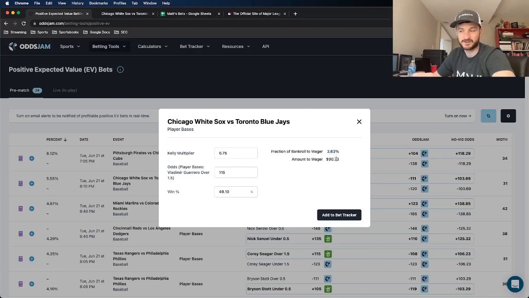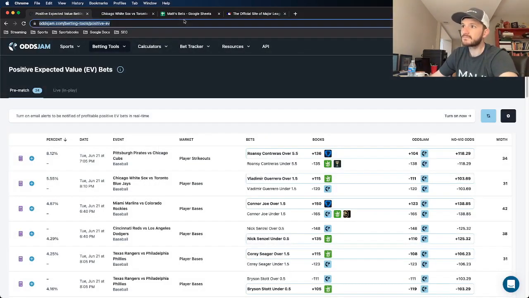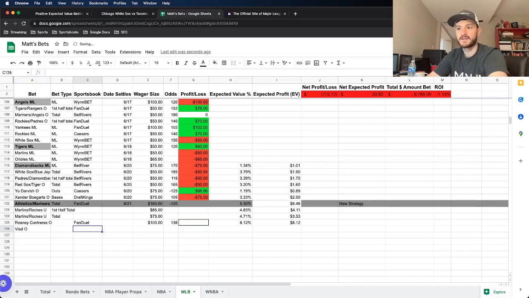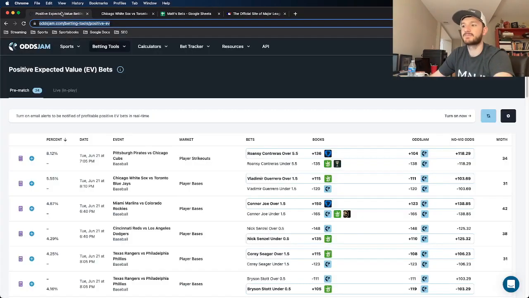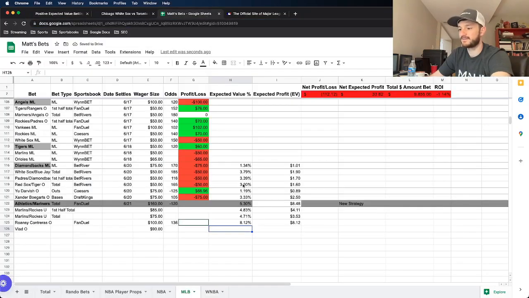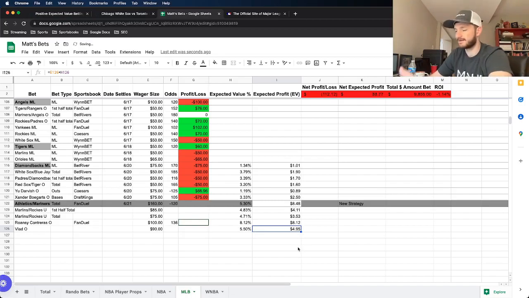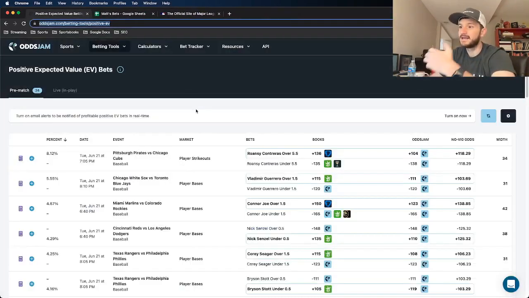I'll put $90 on this one. So now, again, I'll just add it to my selection. So it was Vlad over, and this was a $90 bet, and the expected profit percent was 5.55. So again, my net expected profit for this one is about $4.95, so roughly $5. And this is going to be my second MLB player prop.